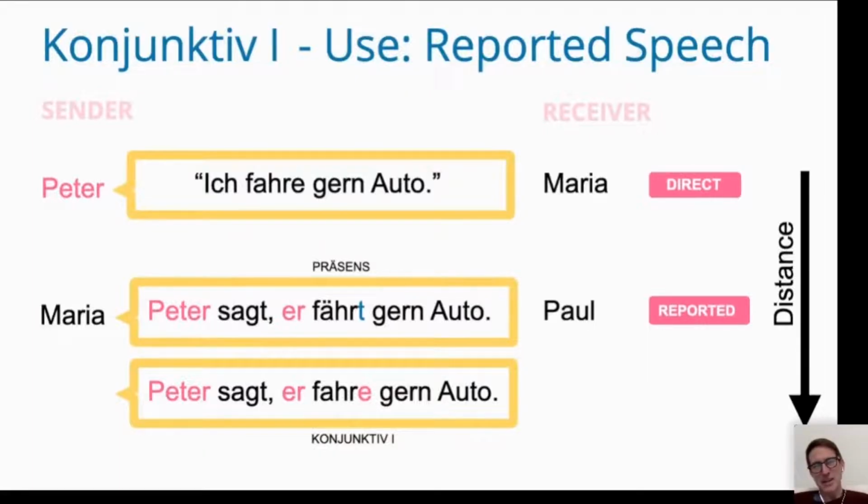If I use the Konjunktiv 1, I take distance from that message. I simply neutrally convey what I have heard. So there is absolutely no way to find out whether Maria believes Peter or not. You could interpret that: if she uses the Konjunktiv 1, she possibly doesn't believe him too strongly, because otherwise she would have used the present. But theoretically it's something very neutral, which makes sense because you use it for journalism, and journalists are supposed to be neutral. If they are not neutral, they are not journalists, they are just idiots.